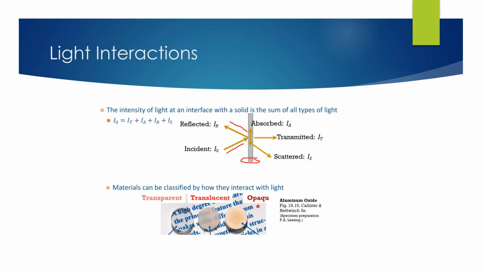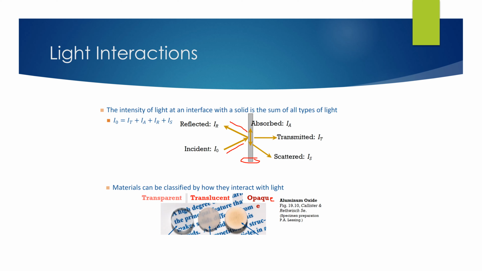Now, for the purposes of this course, we can classify materials based on how light travels through them and how light interacts with them. You can see here we have 3 different samples of aluminum oxide. Based on the properties of aluminum oxide, we can alter them to make a transparent, a translucent, and an opaque aluminum oxide. The opaque aluminum oxide, as you can see, you can't really see through it. You can't see the text beneath it, and that's because it has a very high index of refraction and it doesn't allow light to pass through.